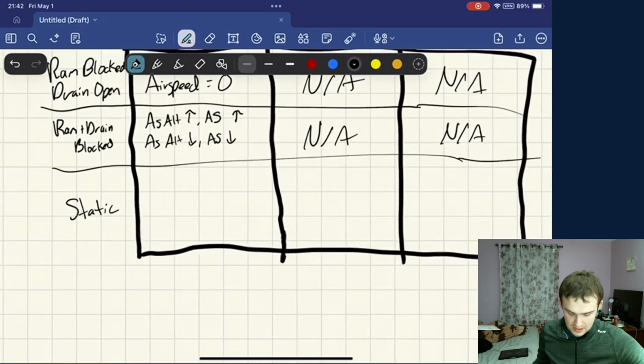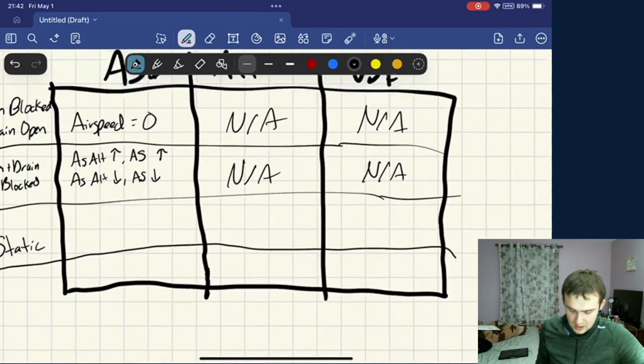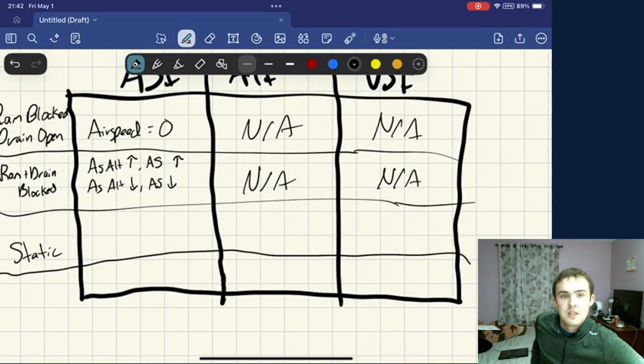But continuing. Our static. Just going to draw this kind of across here. Let's start with our altimeter, because I think it's going to be easiest.